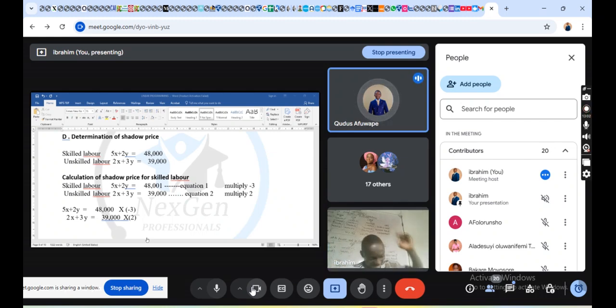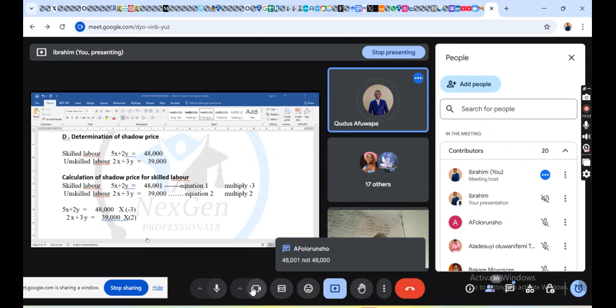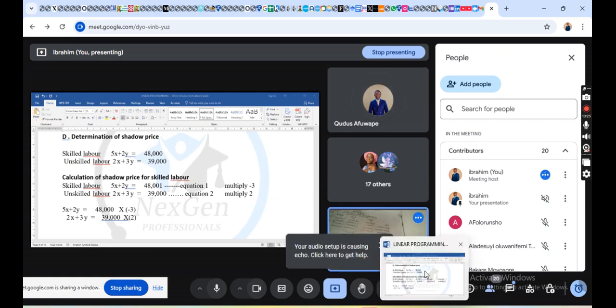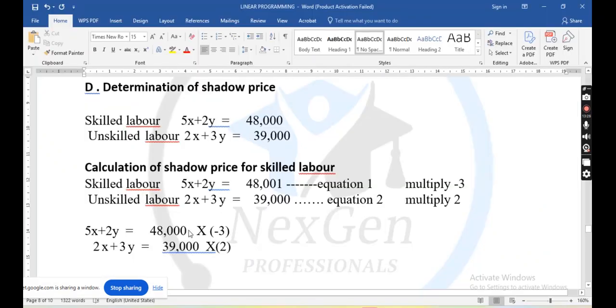In mathematics, if you are using the elimination method, we are going to multiply by +3 and multiply by +2. According to the rules of the elimination method, if the signs are the same, you subtract, but if they are different signs, you add. So that is your own approach to mathematics. Kudus, use that approach to get what we will get now.